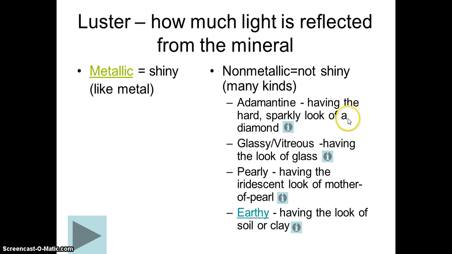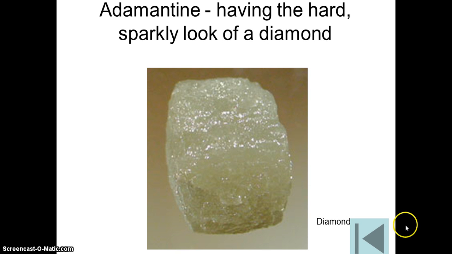Non-metallic are all different ones. Really, I want you to focus on just non-metallic means not shiny, but I wanted to show you. There's adamantine, which has the look of sparkly diamond. Okay, like that. That's an example. That's the mineral adamantine. It's not diamond, but it looks like it.